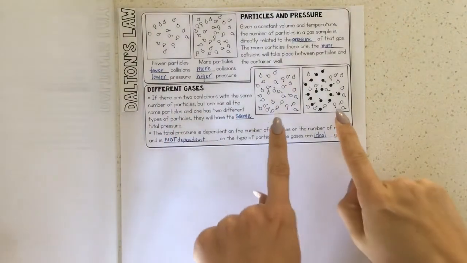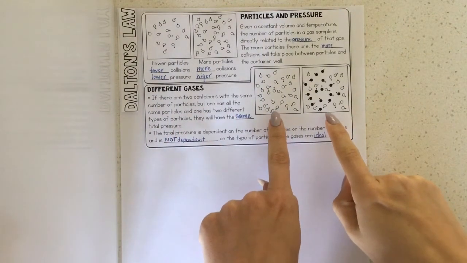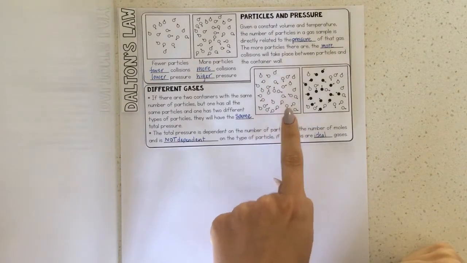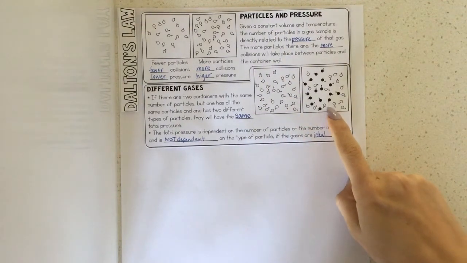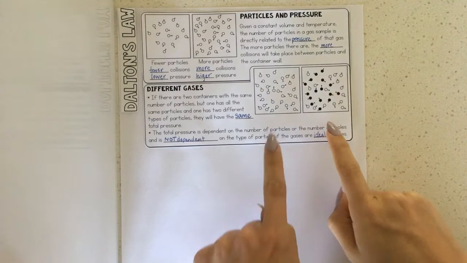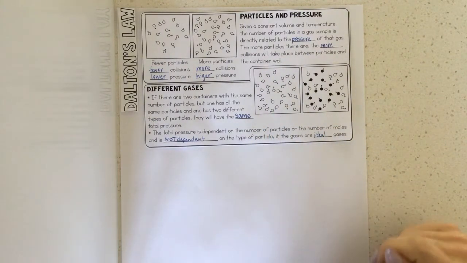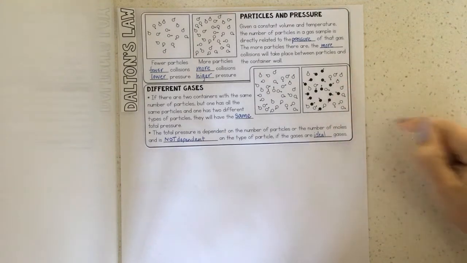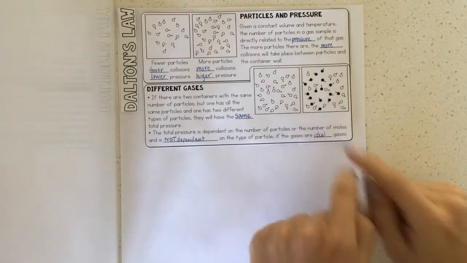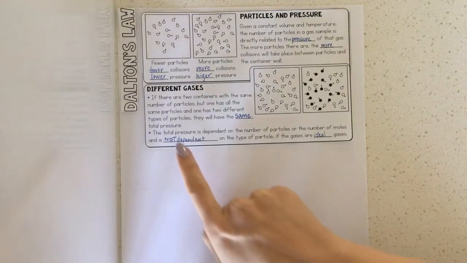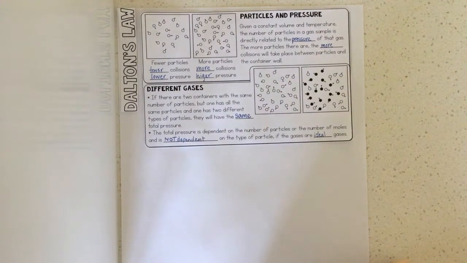Now, if we have two containers with the same number of particles, but one has the same particles and one has two different types of particles, they'll have the same total pressure, because pressure is only dependent on the amount of collisions we're having, not on the identity of the gases. So the total pressure is dependent on the number of particles, or the number of moles, and is not dependent on the type of particle, if the gases are ideal gases.